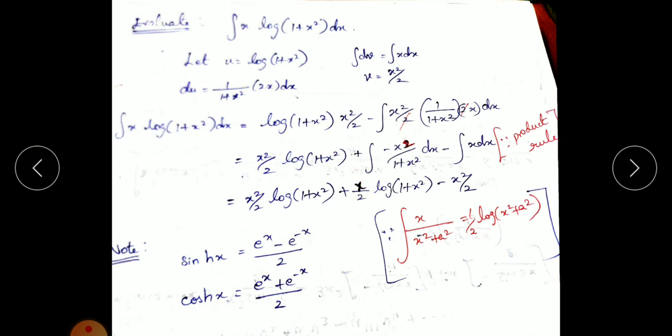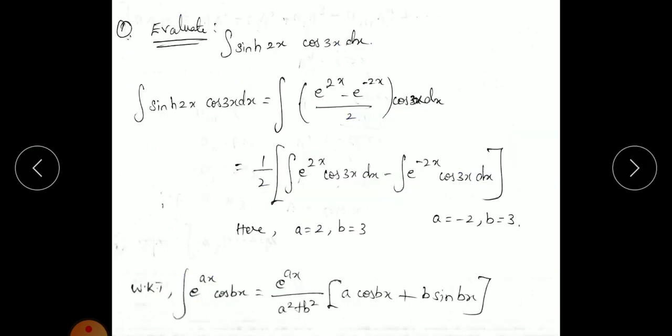Now we are going to see the hyperbolic functions, that is sinh x equal to e power x minus e power minus x by 2, and cosh x formula is e power x plus e power minus x by 2. So these are the hyperbolic function formulas. Now using this we are going to see some problems. Evaluate integral sinh 2x cos 3x dx. If you have the h term like this, it comes under the hyperbolic function. So we have to use the hyperbolic formula.